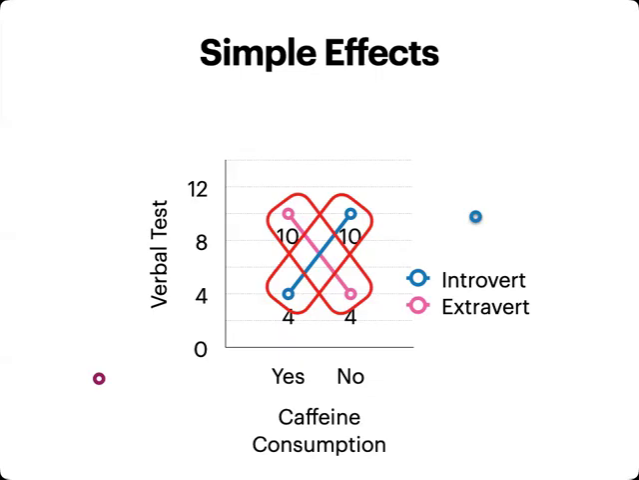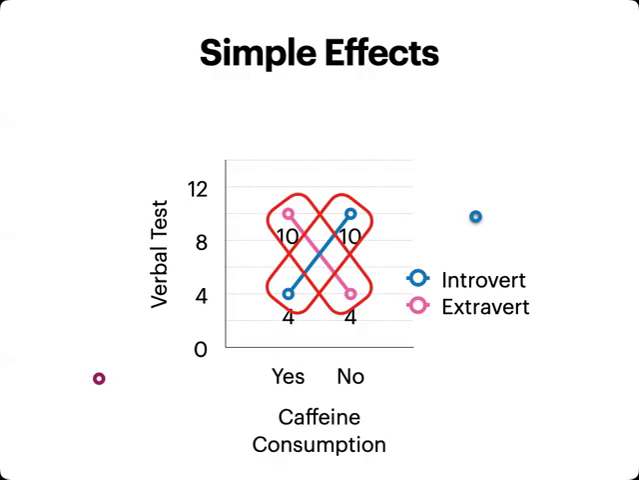As previously discussed, the researchers investigated how personality impacts performance in both no caffeine and caffeine conditions. They found that without caffeine, introverts outperformed extroverts. Conversely, with caffeine, extroverts performed better than introverts. In a 2 by 2 design, this setup allows for examining two main effects and four simple effects.